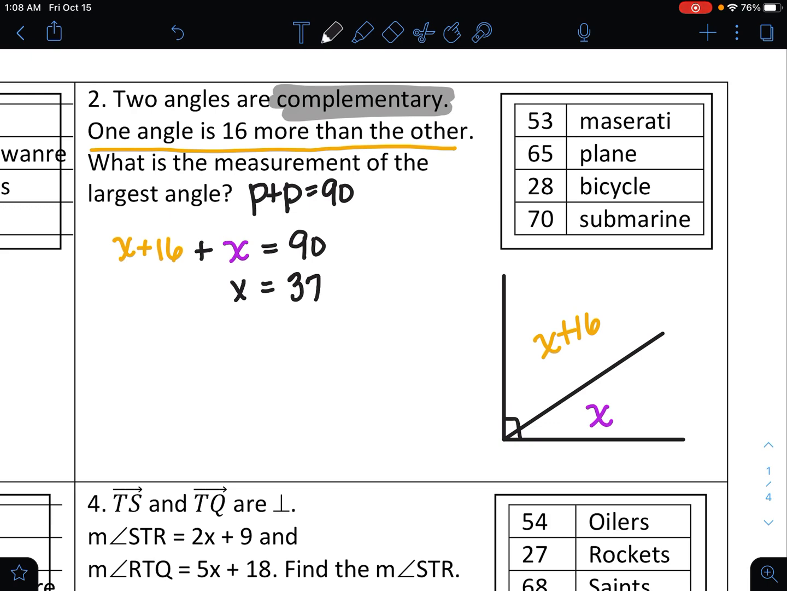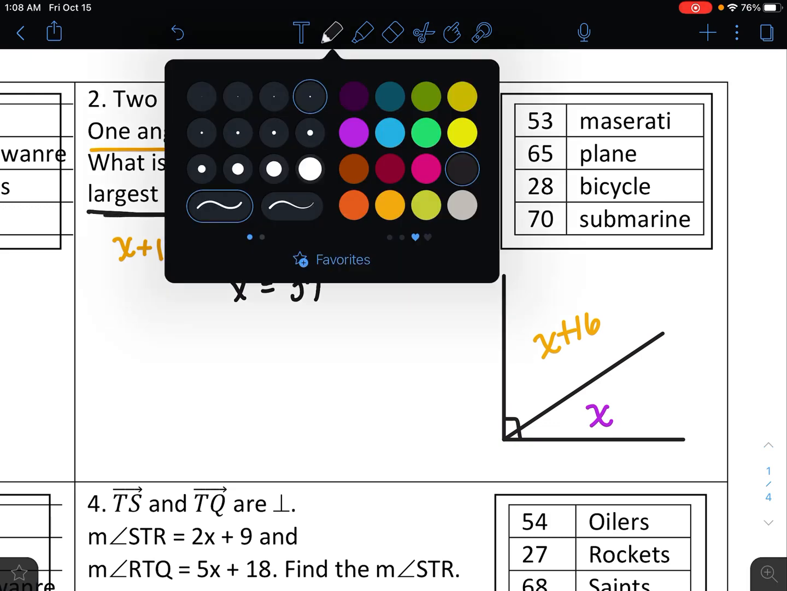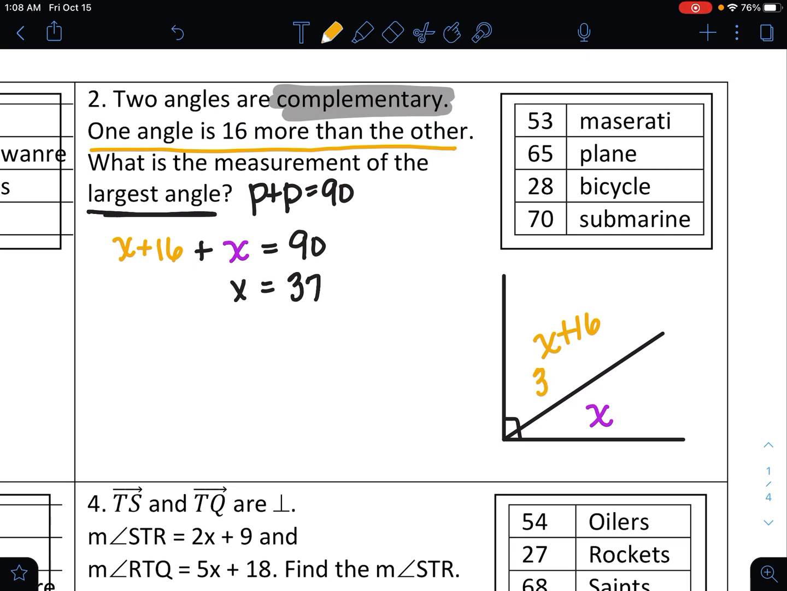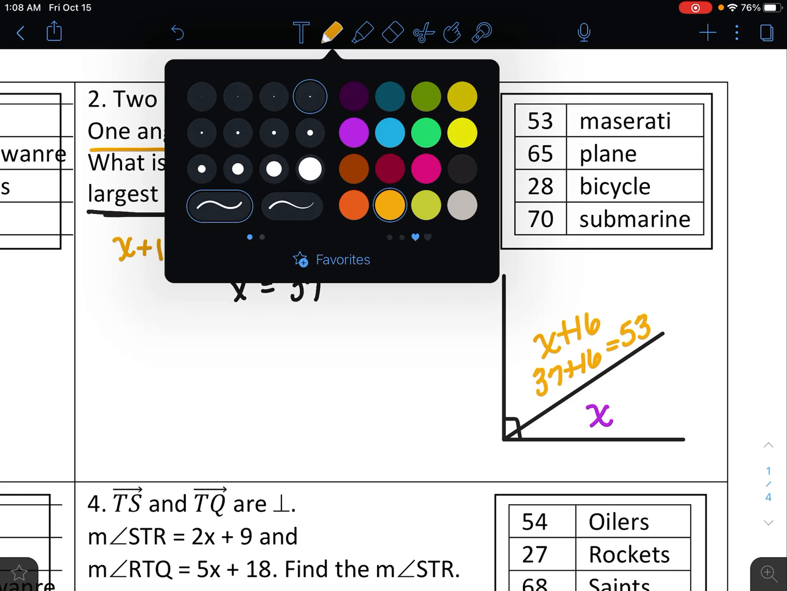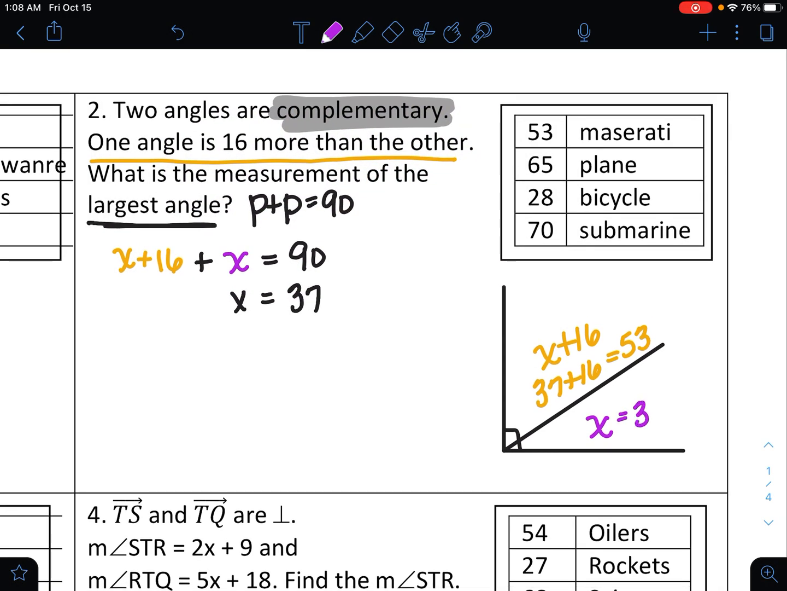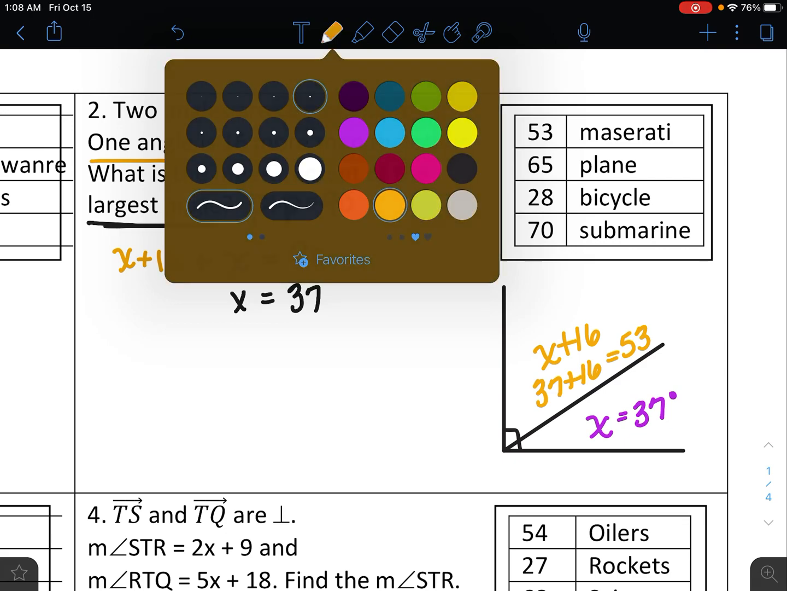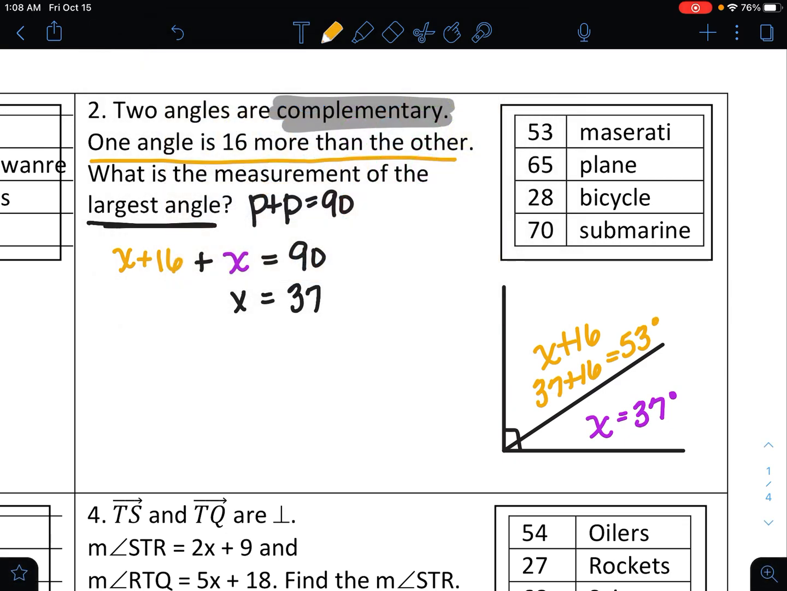Okay, and then you're going to plug it back in because it says what's the measure of the largest angle. So let's figure that out. So 37 plus 16, 53 degrees. And the other one should be 37 degrees. And of course, you want to add these two up to make sure they equal 90, just to check your work. All right, so the bigger one is 53 degrees. Since 53 was the answer, if you want to circle it, you can. Whatever makes you feel better.